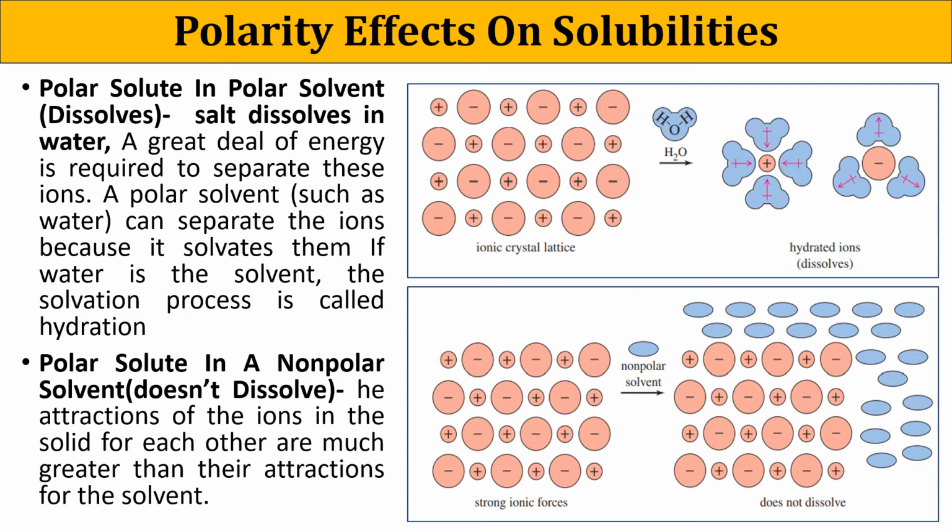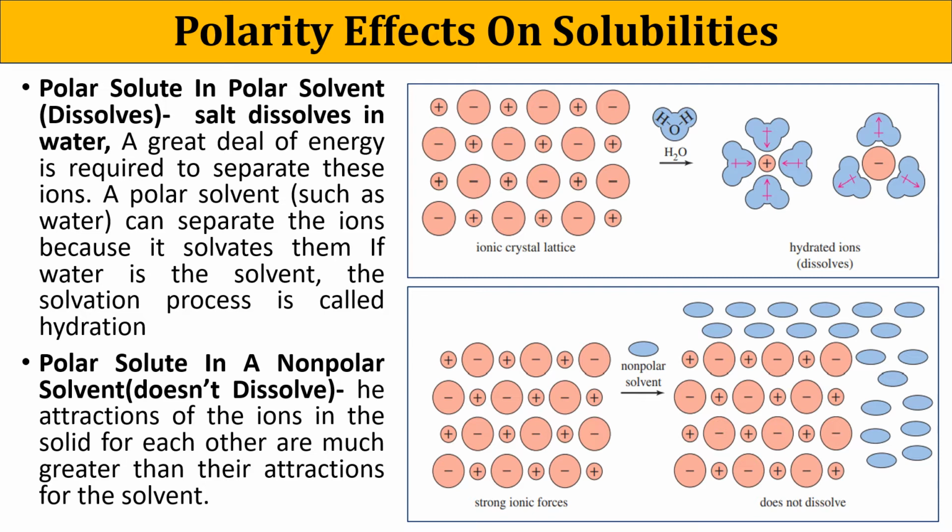The salt dissolves partly because of the strong solvation by water molecules and partly because of the increase in entropy, the randomness or freedom of movement when it dissolves. As shown in the first figure, polar solute in water, the hydration of sodium and chloride ions by water molecules overcomes the lattice energy of sodium chloride and the salt dissolves.